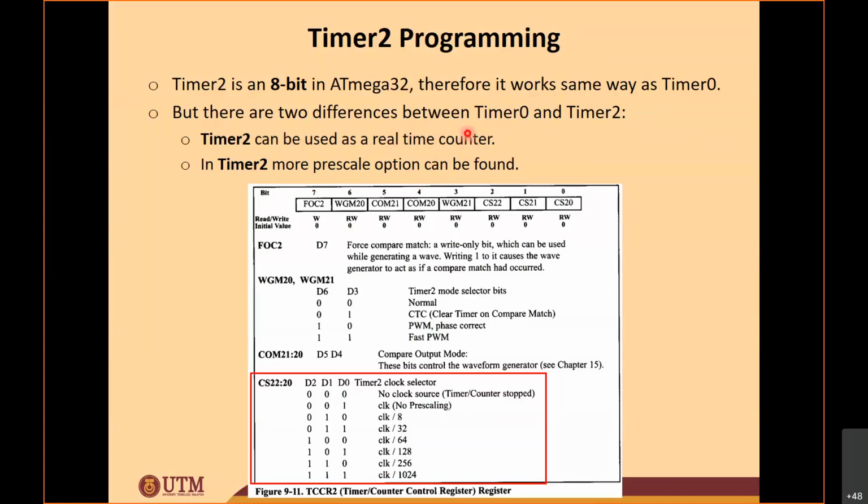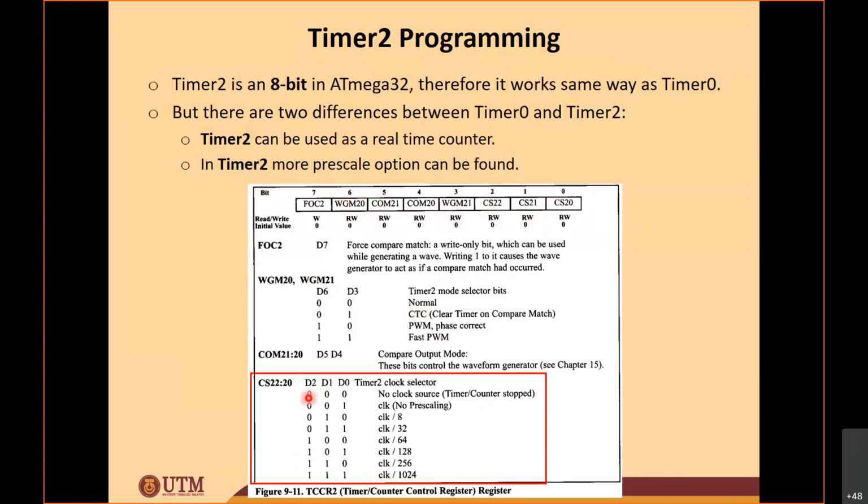Because in Timer2 you don't have the setting to count a certain event. That option is replaced with more prescaler options, as you can see here. The setting is the same: bit 6 and bit 3 determine your mode, either normal mode or CTC mode, while the last 3 bits are only for your prescaler option.